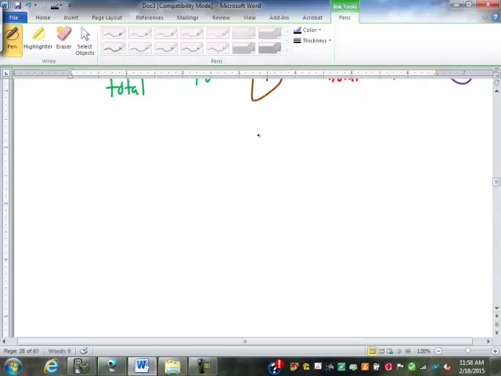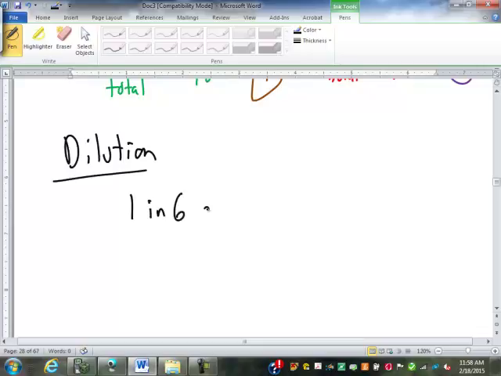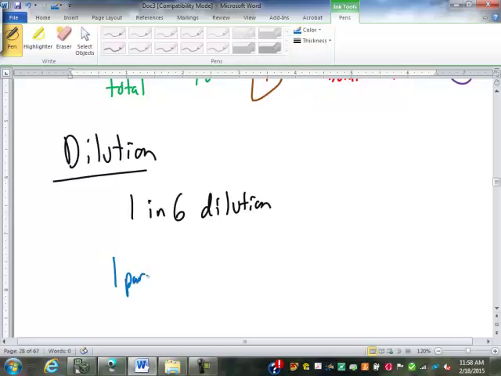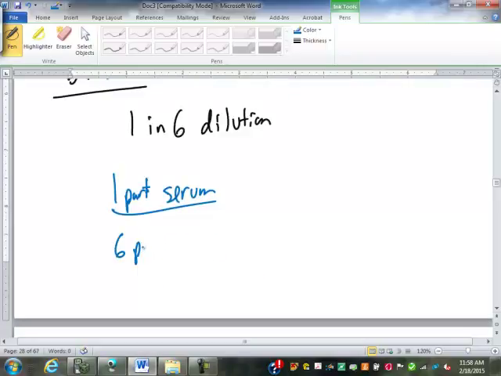Where this really comes into play in the medical fields is something called a dilution. We're going to talk about this a lot more in the next unit. Dilutions are kind of the basis where we kick off our dosage calculation. A 1:6 dilution means that you have 1 part of medication, so 1 part of serum, in 6 parts total solution.